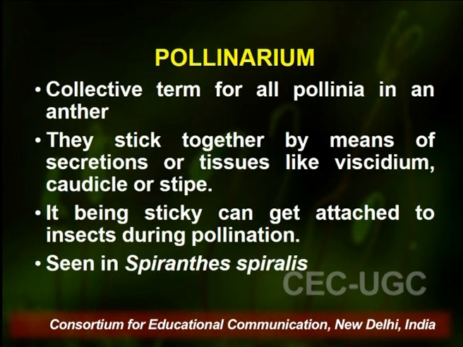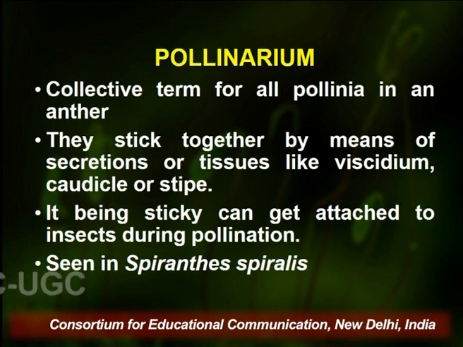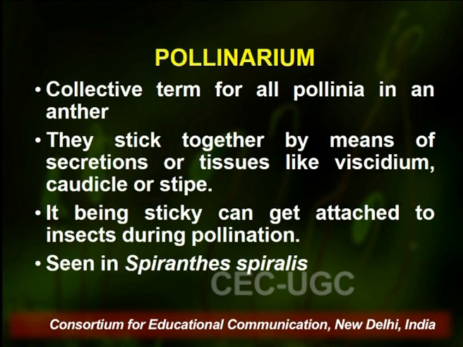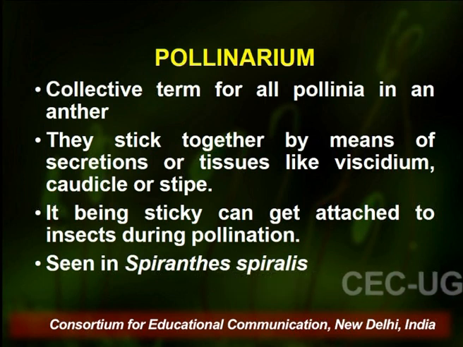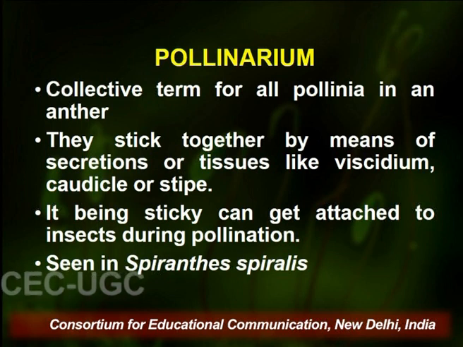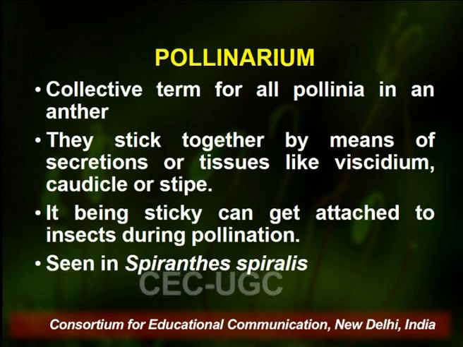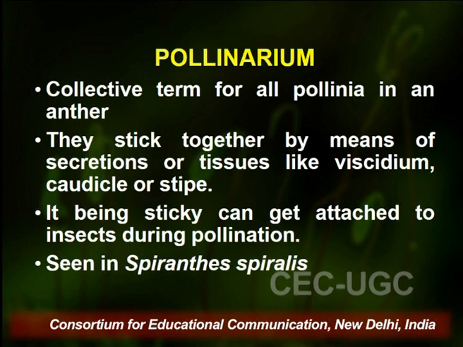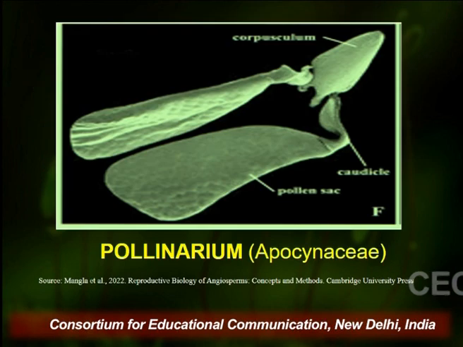A collective term for all pollinia in an anther is the pollinarium. All pollinia stick together by means of secretions or tissues. These could be viscidium, caudicle or stipe. Being sticky, it can get attached to insects during pollination. It is seen in Spiranthes spiralis. This is another picture of the pollinarium. You can see the caudicle also over here.